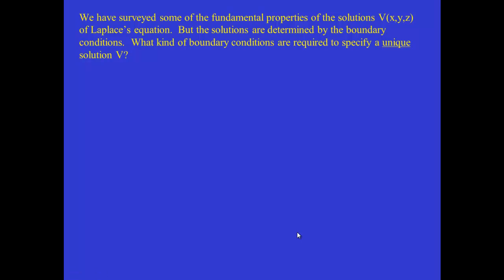So we've surveyed some of the fundamental properties of the solutions for the electric potential that satisfy Laplace's equation. But the solutions themselves, the specific constants that go into them, are determined by the boundary conditions. And so it's natural to ask the question, what kind of boundary conditions are required to specify a unique solution V? And by unique, we mean that there is one and only one solution. So what sort of boundary conditions are required?